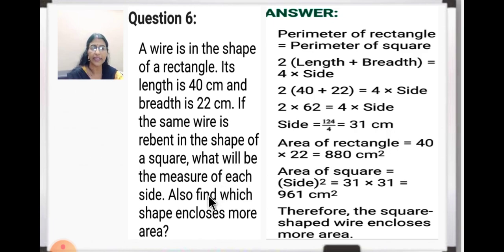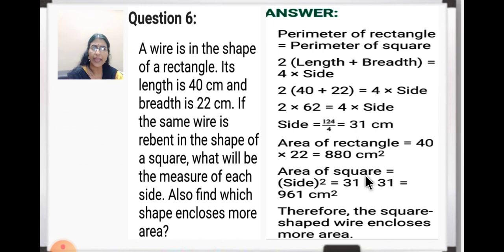Now the next part of the question: also find which shape encloses more area. That means we need to find the area of the square and the area of the rectangle, and then we'll compare which shape encloses more area. So let us do that. Area of rectangle is 40 into 22. When you multiply these two values, you will get 880 centimeters square. So the unit will be square centimeter.